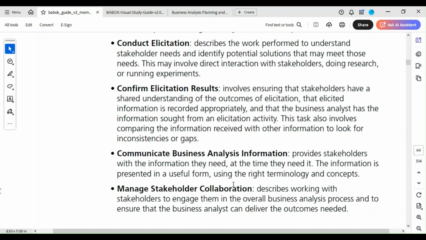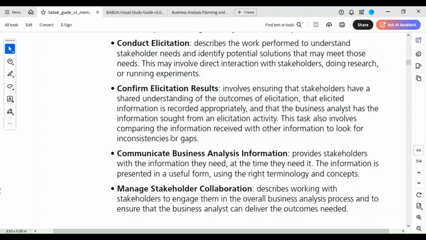This task also involves comparing the information received with other information to look for inconsistencies or gaps. So maybe you've collected your information from different areas, and business says, oh, we want it to come back to us in 5 minutes time, and this area says, oh, we want it in 10 minutes time. Okay, I have this different timing. Which one do we go with? And also, I've collected this information. Is this the correct information? Do we need to add anything to this?